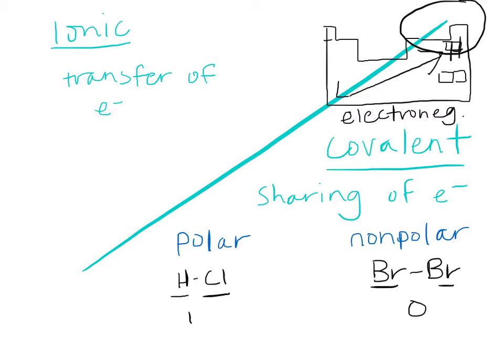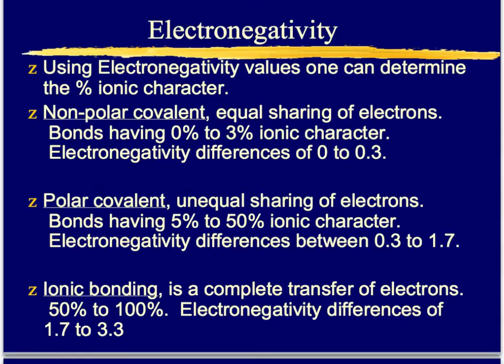If you're still having a hard time distinguishing the difference between polar, nonpolar, and ionic bonds, you may want to refer to the polar bear cartoon comic that we read in class. And so the way that we tell the difference if something's going to be an ionic bond or a covalent bond is based off of the electronegativity. So it says here, using the electronegativity values, one can determine the percent of ionic character.